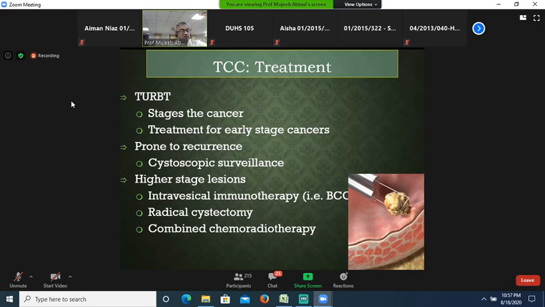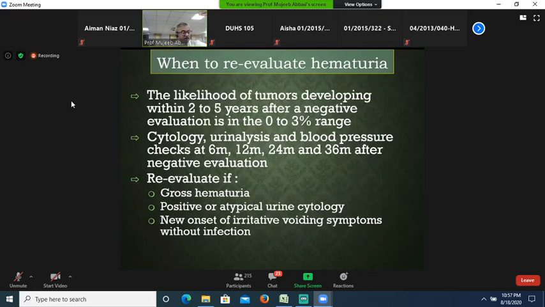The likelihood of tumors developing within 2 to 5 years after a negative evaluation is 0 to 3%. So after 5 years, you just ask them to come every year, and then 3 years, and then 5 years. That's it. Cytology, urine analysis, and blood pictures are checked at 6 months, 12 months, 24 months, 36 months. Reevaluate for recurrent gross hematuria, positive or atypical urine cytology, or new onset of irritative voiding symptoms. You have to reevaluate and go through a whole lot of the above investigations: ultrasound, CT, markers, if it is a prostate, or the resection.